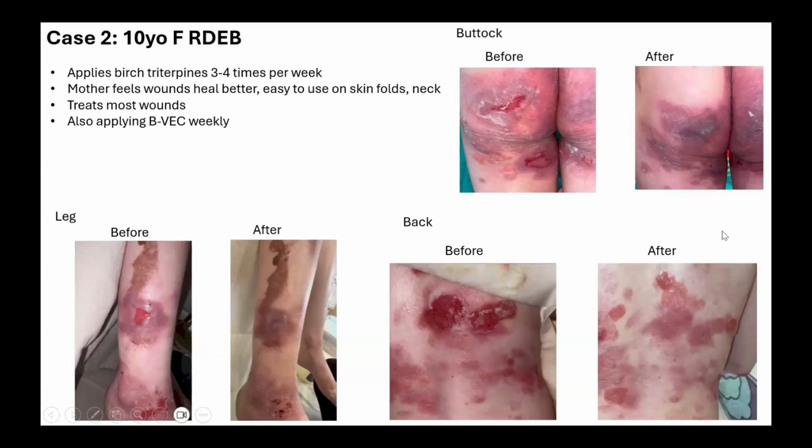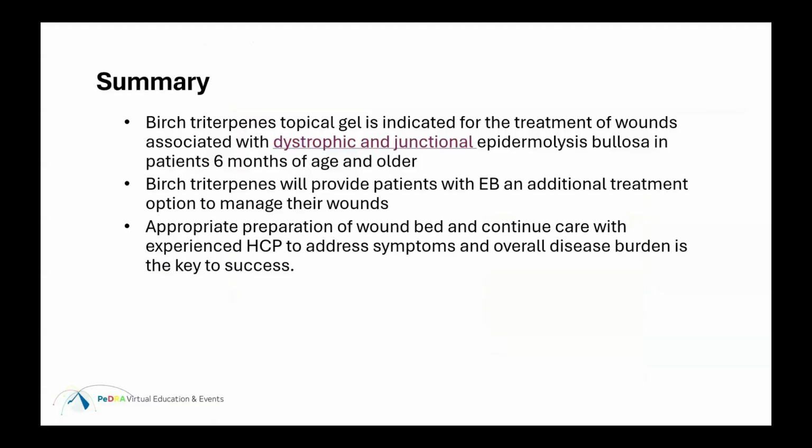So in summary, birch triterpene topical gel is indicated for treatment of wounds associated with dystrophic and junctional epidermolysis bullosa in patients that are 6 months of age and older. The birch triterpenes will provide patients with EB an additional treatment option to manage their wounds, part of that whole toolbox we were talking about. An appropriate preparation of the wound bed and continued care with an experienced healthcare professional is really important to address the symptoms and the overall disease burden in these patients, and is really a key to success in their outcomes.